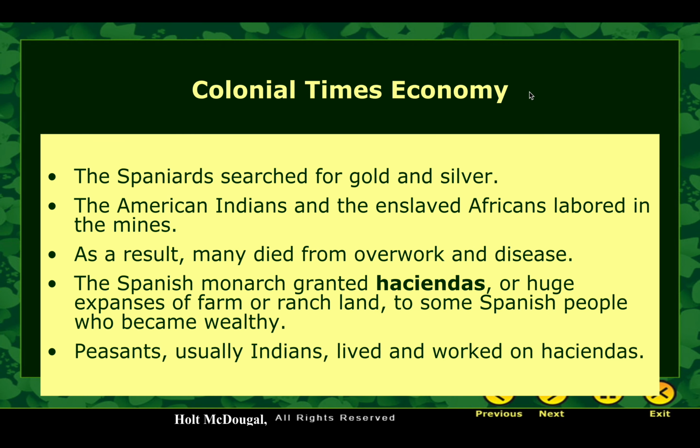The Spanish wanted to search for gold and silver. They heard that Mexico had all of these great natural resources. The American Indians and the enslaved Africans are going to be forced to labor in the mines for the Spanish. And as a result, thousands more are going to die from being overworked and from the diseases we talked about earlier. The Spanish monarch, meaning the king or queen, whoever was in charge in Spain at the time, granted haciendas, or huge expanses of farm and ranch land, to some of the Spanish people, where they then forced the American Indians and Africans to work on their haciendas in order to become wealthy.